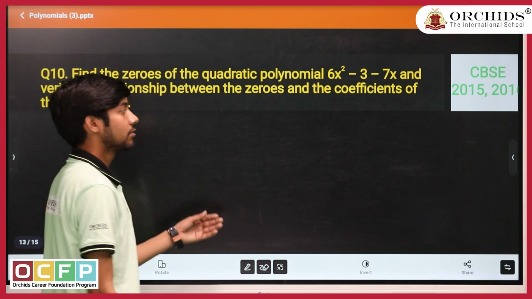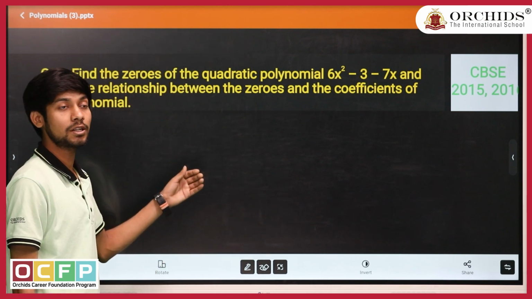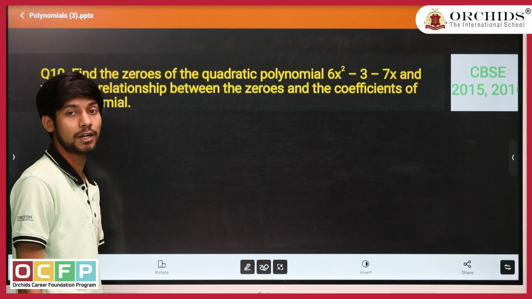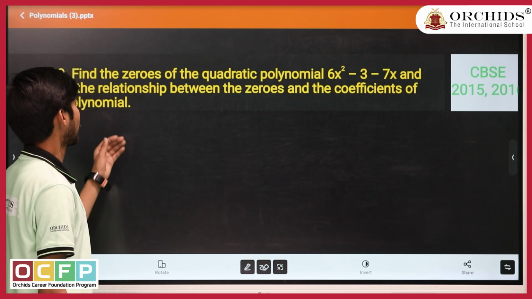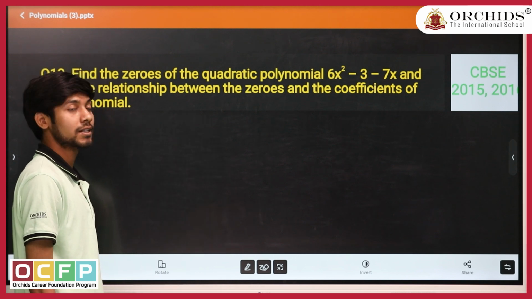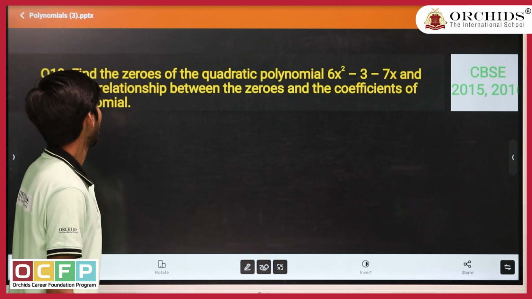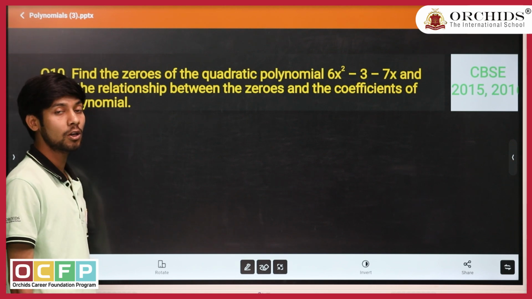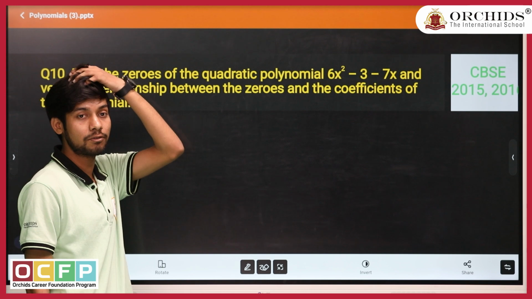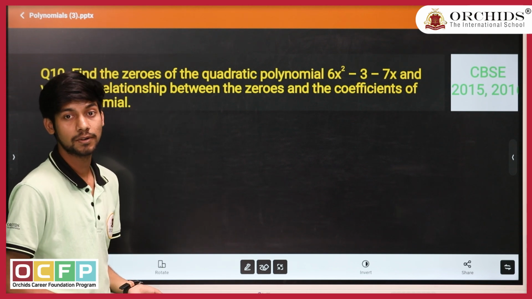So we can see this question is a repetitive question. It was also asked in 2015 and 2016. So this is a very important question. What is that? Find the zeros of the quadratic polynomial 6x square minus 3 minus 7x and verify the relationship between the zeros and the coefficient of the polynomial. This question is very important even for the standard and basic students.